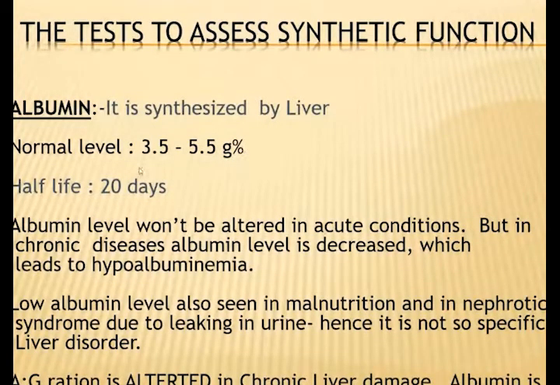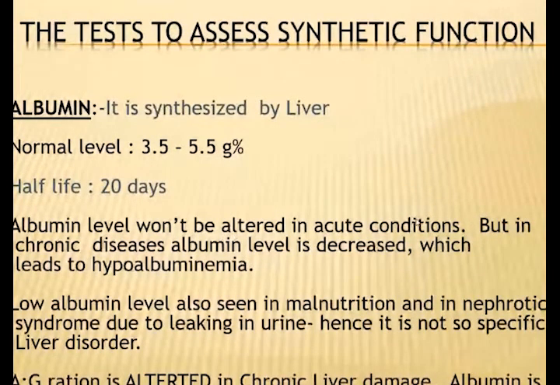And it will stay in the blood for about 20 days. This albumin level will be decreased only in chronic conditions, not in acute conditions. Suppose the disease is very acute, the albumin level will be normal. But in chronic conditions like malnutrition, nephrotic syndrome or kwashiorkor, the albumin level will be very, very low. But in acute conditions, albumin level will be normal.